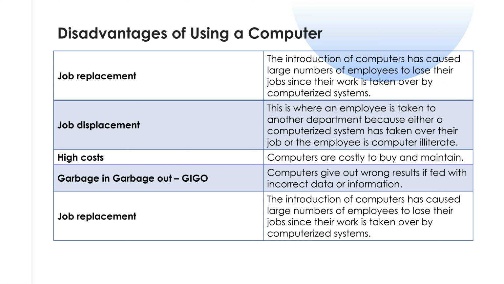Fourth, we met this term already as part of accuracy, but it's also listed as a disadvantage: garbage in, garbage out. Feed the computer incorrect data or instructions, and it will confidently give you wrong results. The computer does not know the difference between right and wrong data. It trusts what it's given. So job replacement, job displacement, high costs, and garbage in, garbage out: four honest trade-offs alongside those 8 advantages. And there are other disadvantages as well.